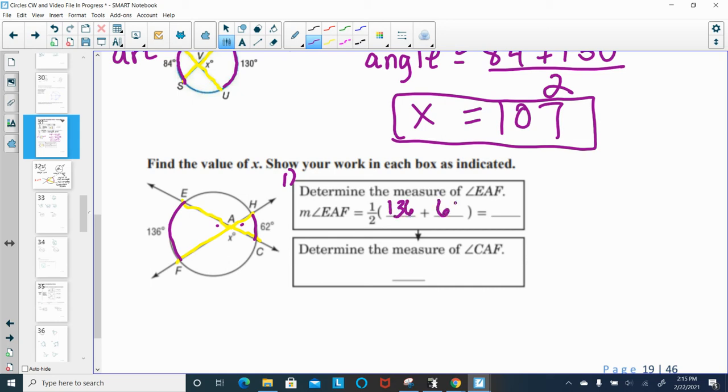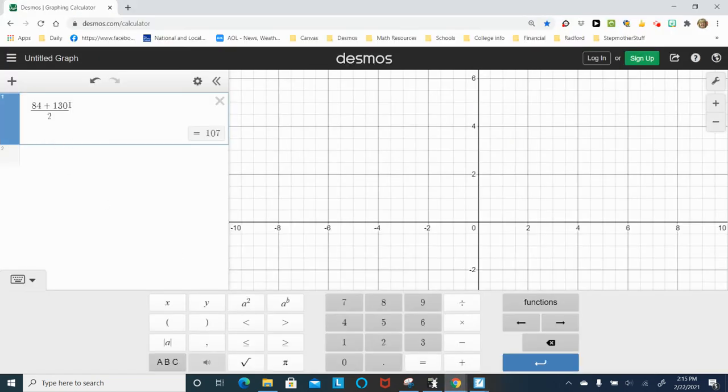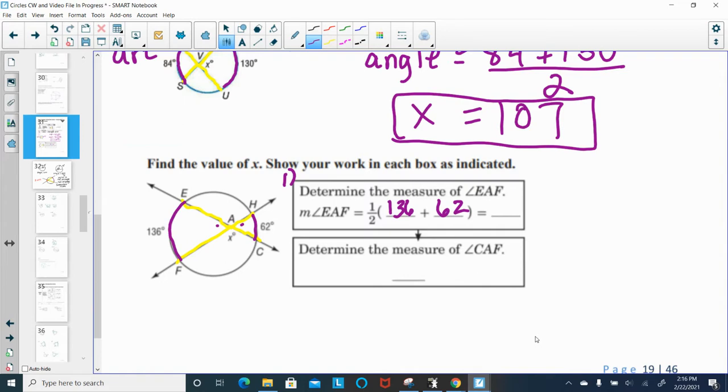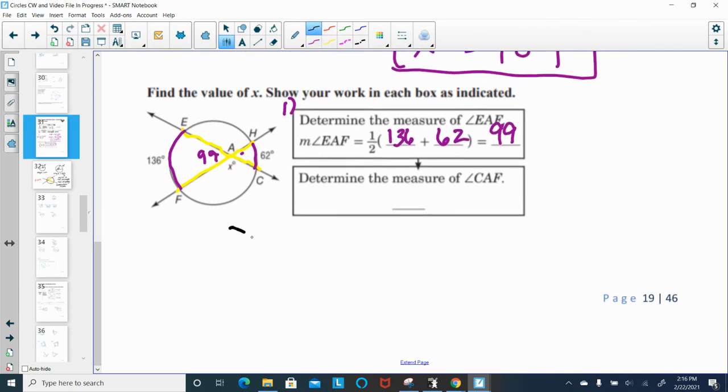136 plus 62. I'm going to go over to my Desmos calculator. I'm just being lazy here and not retyping it. So I get 99. But of course, that's not what I want. This is 99. I want the one that's right next to it. I want the next door neighbor. So I'm going to just scroll down a little bit and I'm going to draw that line. Okay. And I'm going to show you, here's my 99.